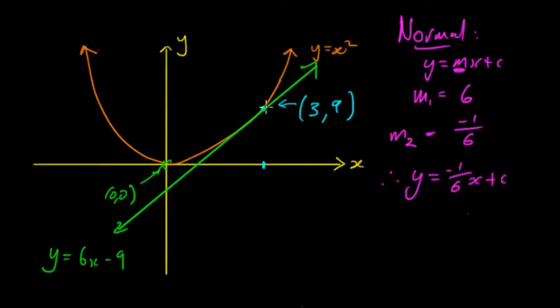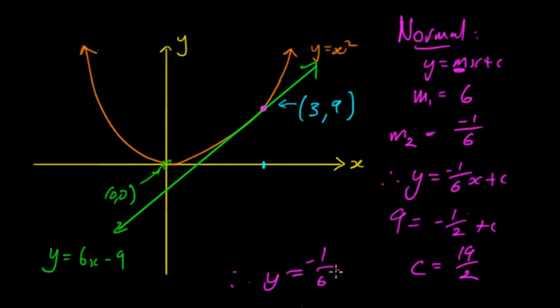Now the normal also has to intercept this point here of 3, 9. So we can sub that in to work out what c is. That means we're going to get 9 is equal to -1/2 plus c. So c is going to be equal to 19 on 2. Therefore the equation of the normal is y equals -1 on 6x plus 19 on 2.